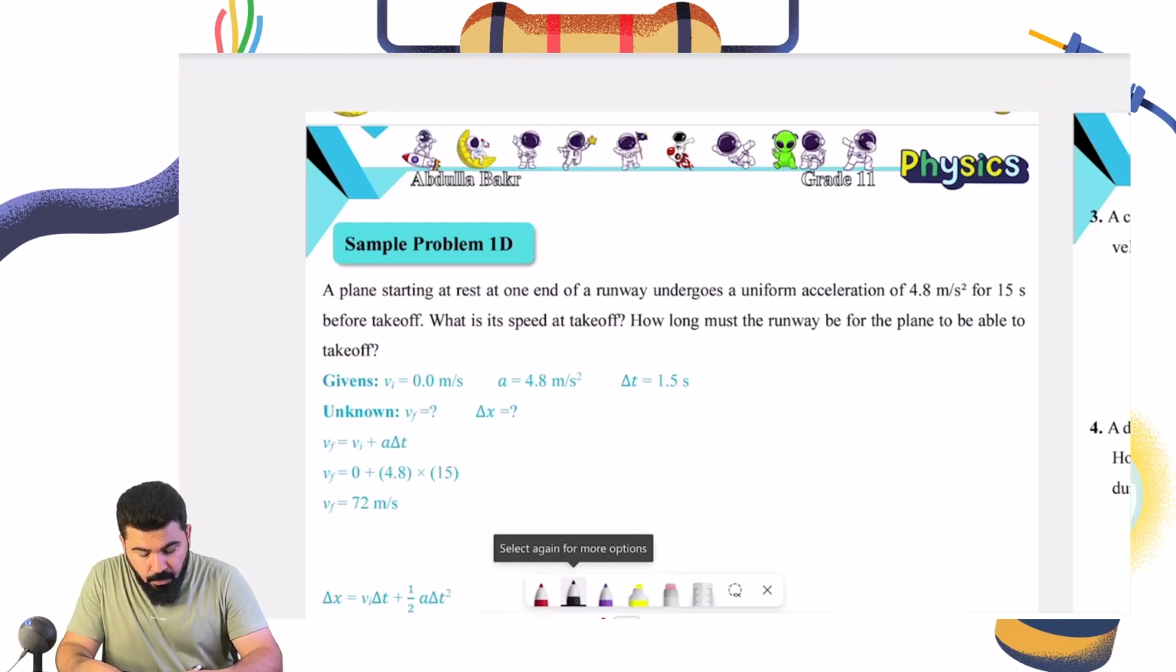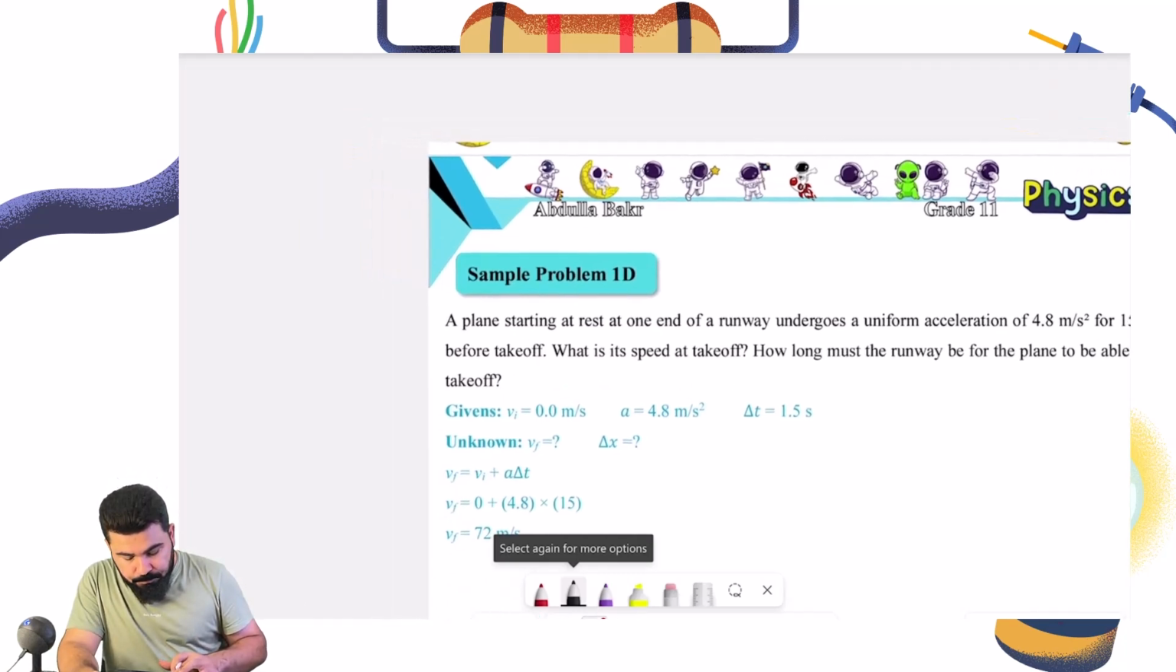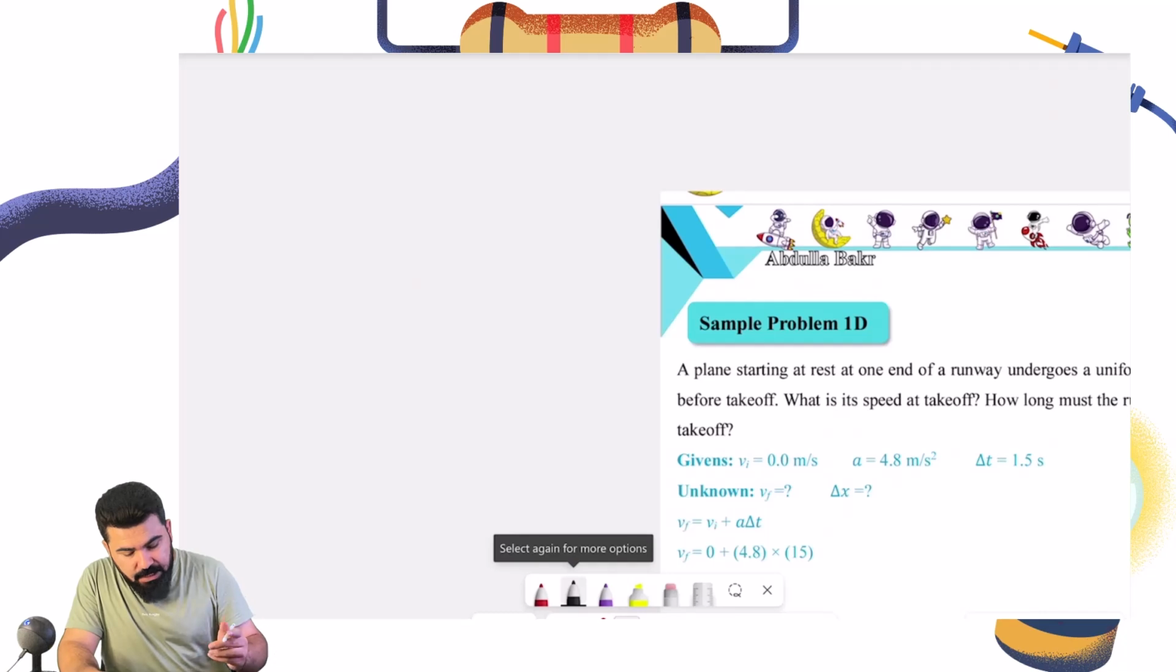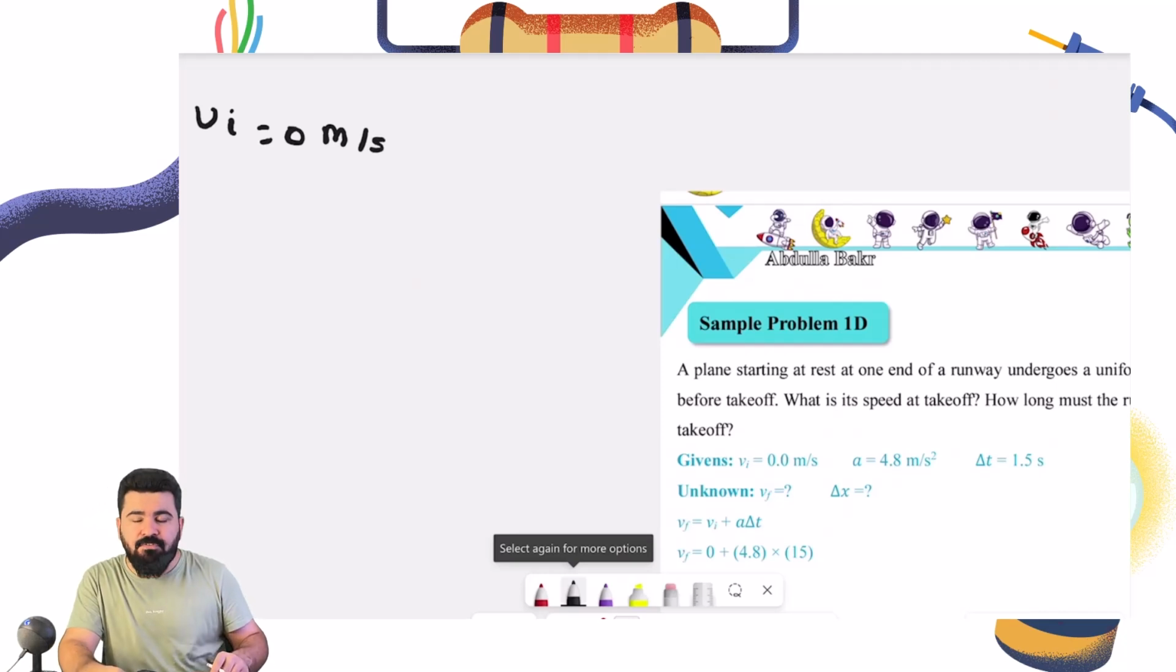Now, we have sample problem 1. It's already solved, but let me solve it for you again. It says, a plane starting at rest. Okay, remember what we said. We had some notes when we were dealing with velocity and acceleration. If it says at rest, it means that V initial was equal to 0. Now we're going to say V initial is equal to 0 meter per second. Okay, that is the first given.